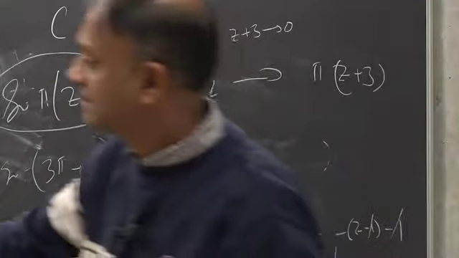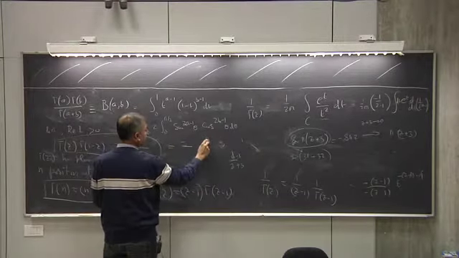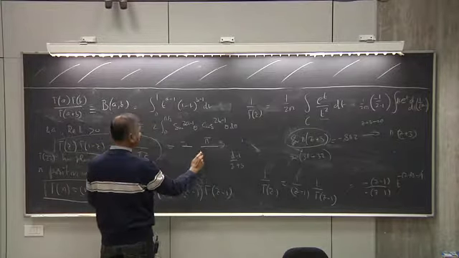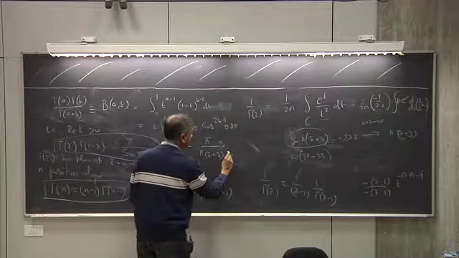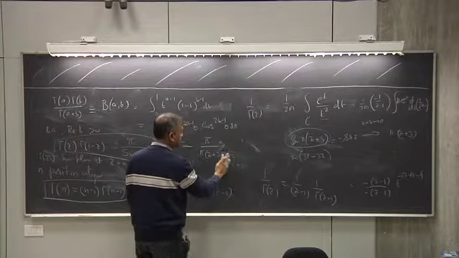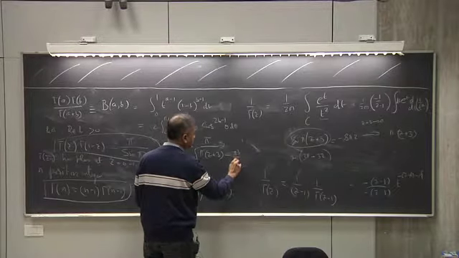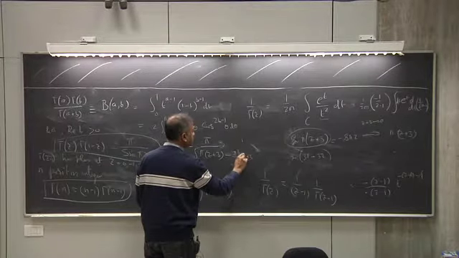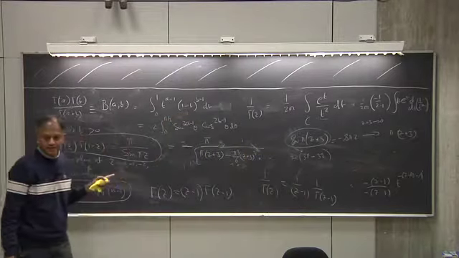Therefore, this right hand side I can write as minus pi divided by pi times z plus 3, plus higher order corrections. If you write the full thing, it will be minus pi cubed over factorial 3, which is 6, times z plus 3 cubed, etc. That is what it will be.